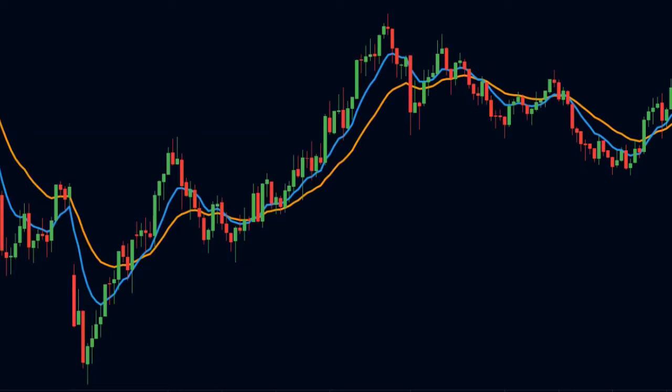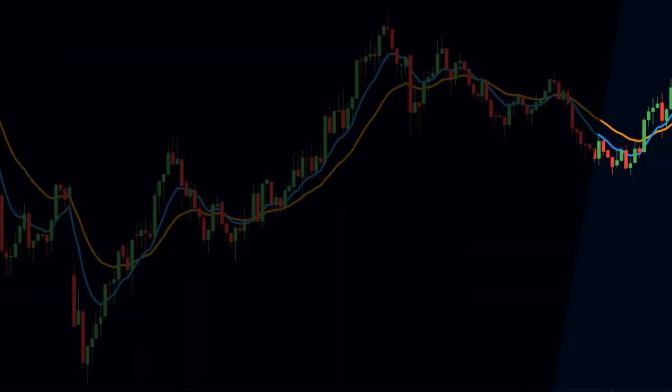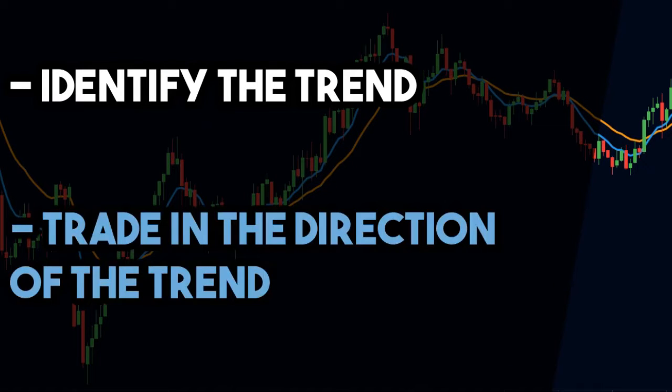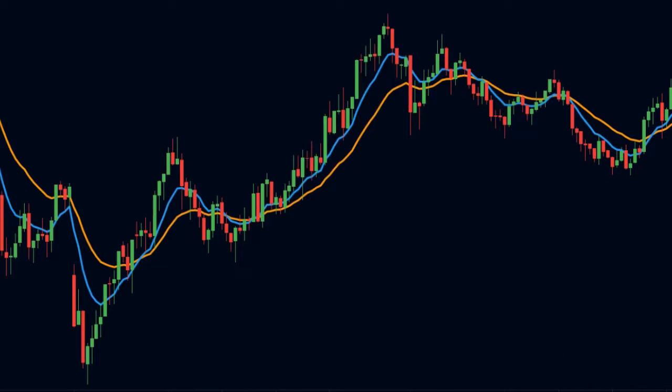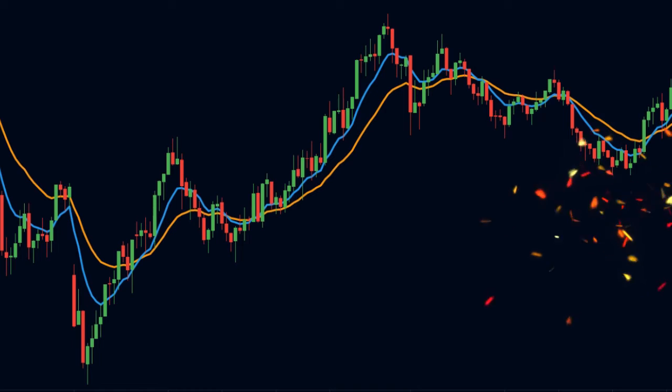The strategy that we will learn today is a trend-following strategy. This means that we will identify the trend and look to trade in the direction of the trend. Since this is a scalping strategy, we will use the 5-minute chart to trade it. But you can also use a smaller time frame such as the 1-minute chart. For the sake of this video, we will stick with the 5-minute chart.